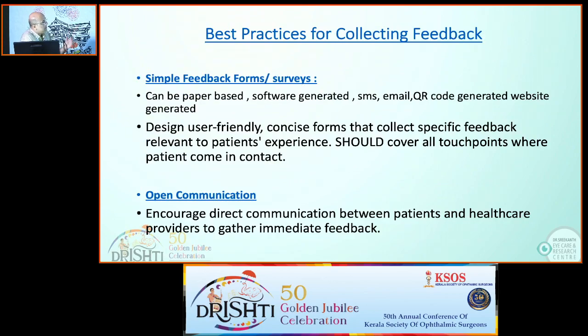So these are the various methods by which you can generate feedback. You can have SMS-based feedback, email. QR code is one way. You can have QR code facilities at various points in your setup, so patients can just scan and give the feedback immediately. And it becomes internal also. But it should be very user-friendly, concise, and should cover all points where the patient comes in contact.